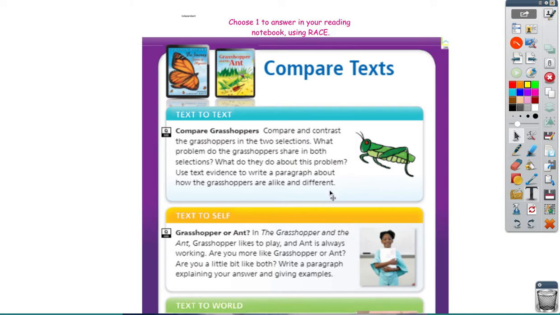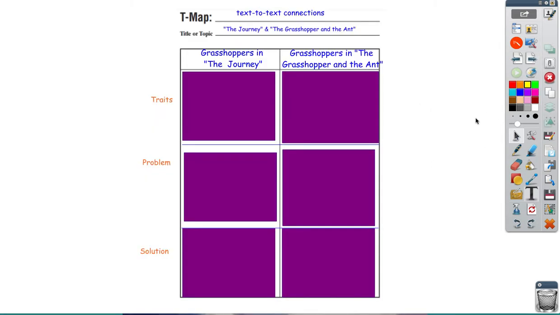Hey, since we've already read one of the texts, how about we start a pre-writing chart for that one together? Turn the page in your remote learning packet and you'll see this graphic organizer. Right now we're going to focus on the grasshoppers and the journey since we've already read that text. Go ahead and pause the video here, go back to the text, and see if you can describe some traits of the grasshopper in that text. I'll go ahead and wait for you guys and go over it with you.